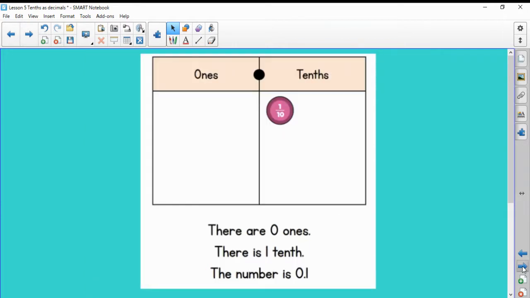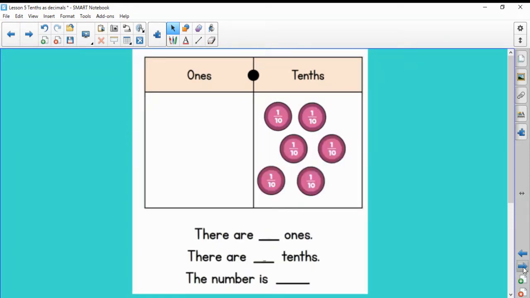Here we have a tenth being represented in the place value grid. There are no ones, but there is 1/10. We write this as the number is 0.1.